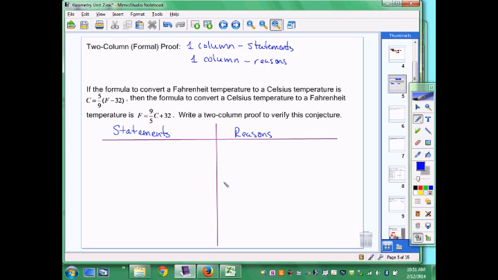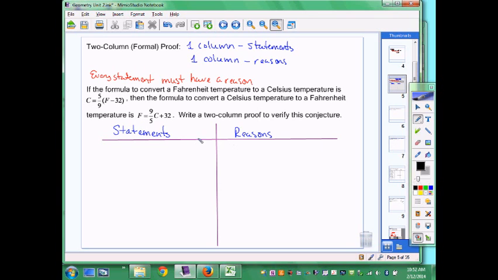Okay. And then you can either number them or not. You can put more lines in here for each statement or reason if you choose to. That's just formatting. But every statement has a corresponding reason. So we wouldn't leave any blank spots, right? So if I have a statement here, I won't leave a blank spot here.